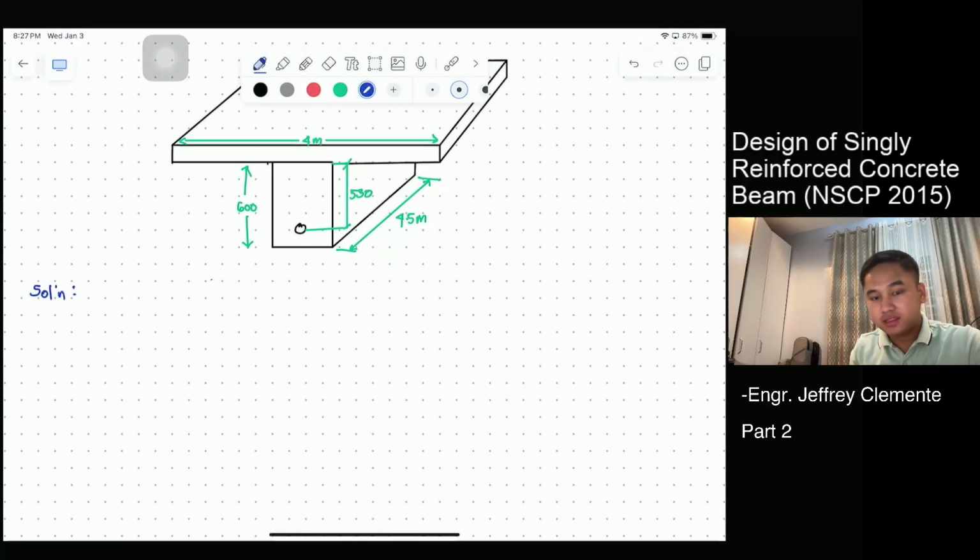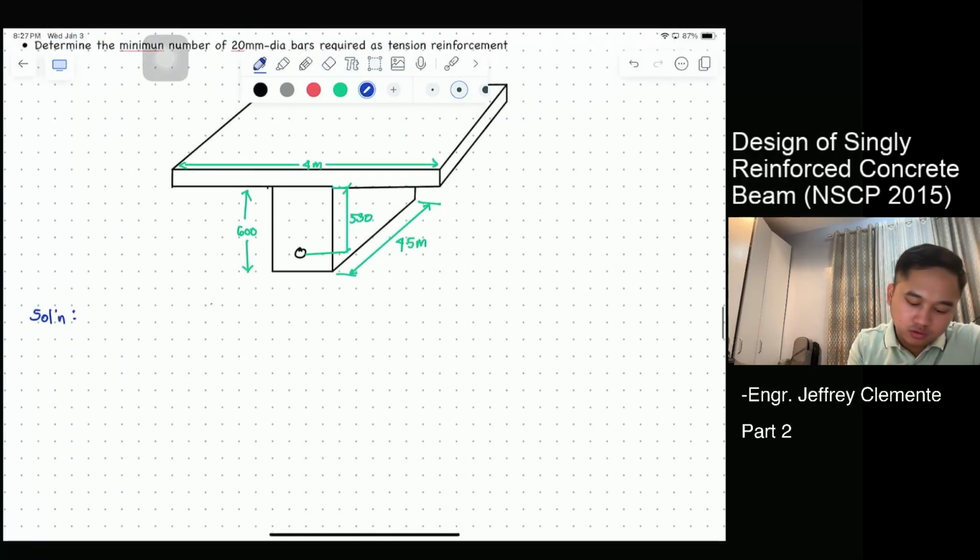First is we get the uniform load, di ba? So from dead load muna tayo. So from dead load, we have weight of the beam, di ba? Kasi ang dead load sabihin yung weight of the structure, di ba? Weight of the beam, uniform load ng beam. Ano ba formula nun? So you have, ganito lang yan lagi.